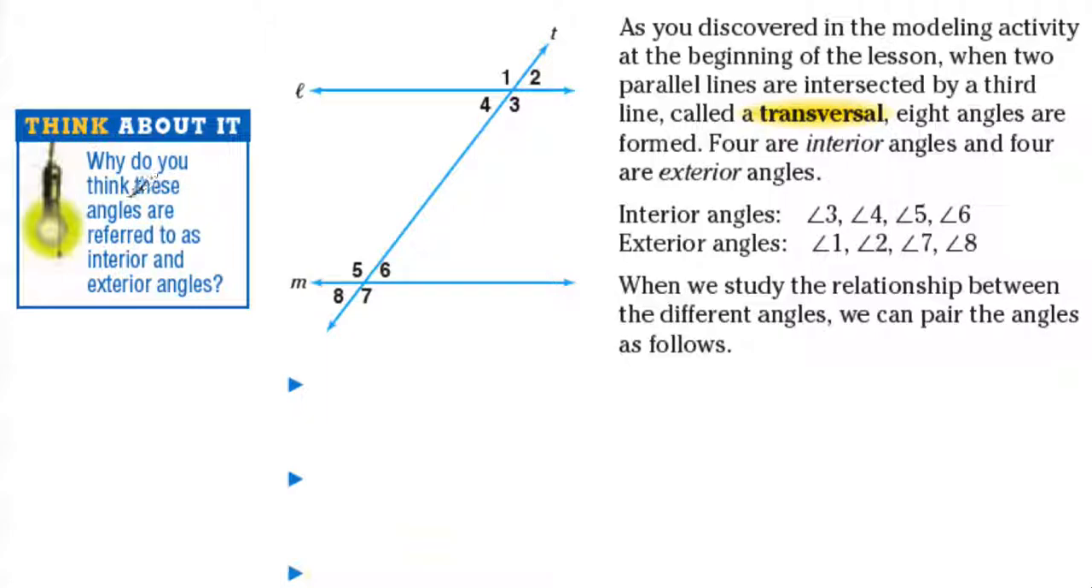And think about it, why do you think these angles are referred to as interior and exterior angles? Well, I just told you that because they're inside. Interior means inside the parallel lines. Exterior means they're outside the parallel lines.